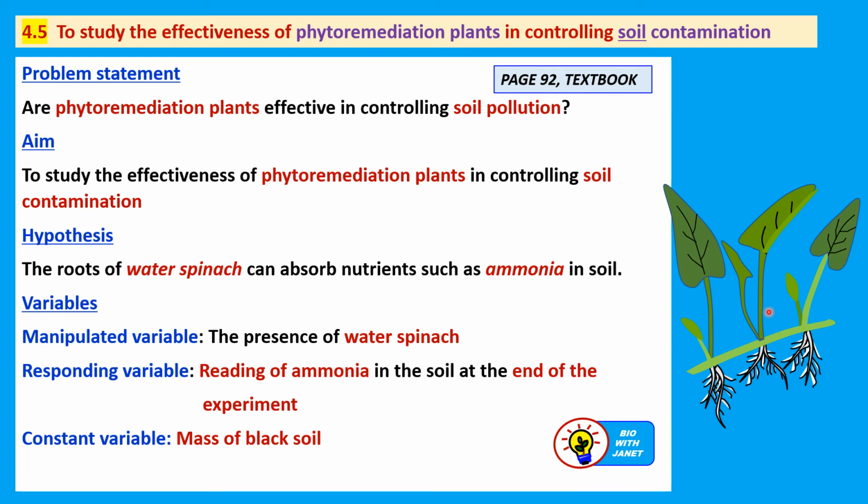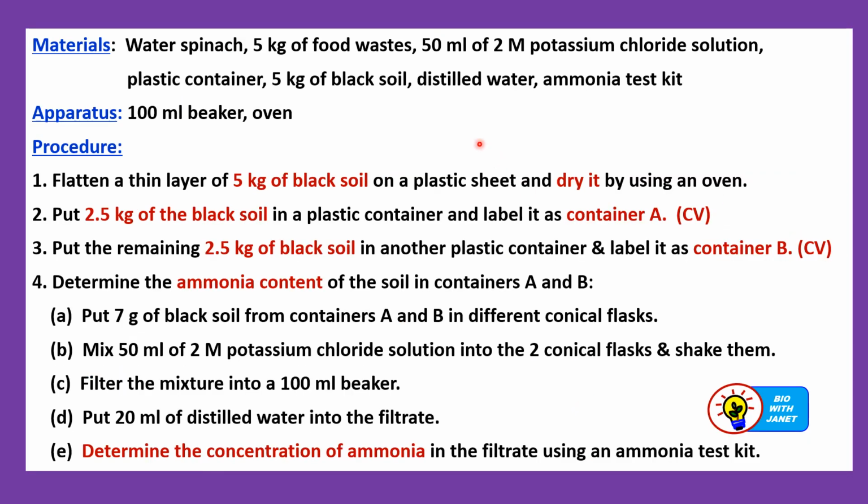So we're going to plant this water spinach in soil. This is probably the land water spinach that is used. The experiment is basically the same as the first experiment just now, 4.4. Now materials: water spinach, 5 kilograms of food waste, 50 ml of 2M potassium chloride solution, plastic container, 5 kilograms of black soil, distilled water, ammonia test kit, and apparatus is 100 ml beaker, and oven.